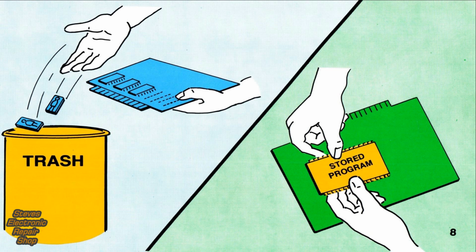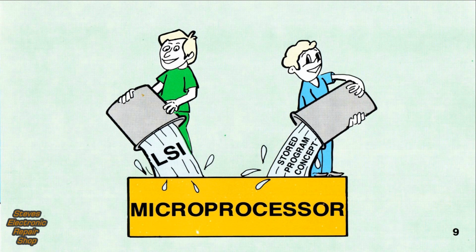For years, logic designers hypothesized, why not replace all those gates and logic elements with a stored program? The program could perform all of these functions, they reasoned. It was an interesting concept, yet at the time it was only feasible for large, expensive computers. Eventually, a convenient merging of large-scale integration and the stored program concept made the microprocessor a reality.